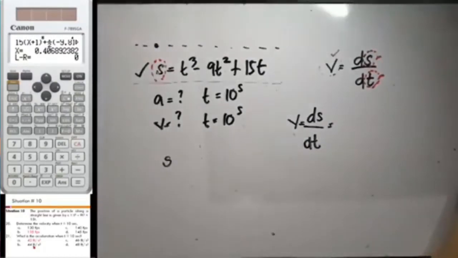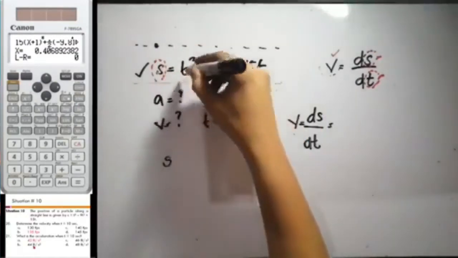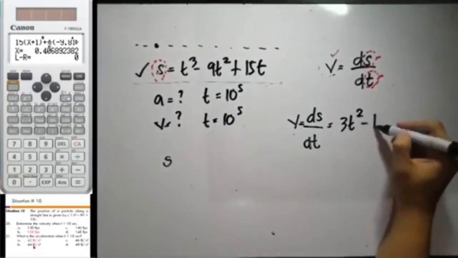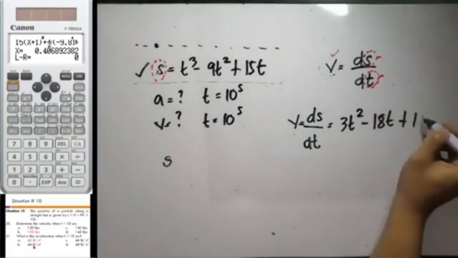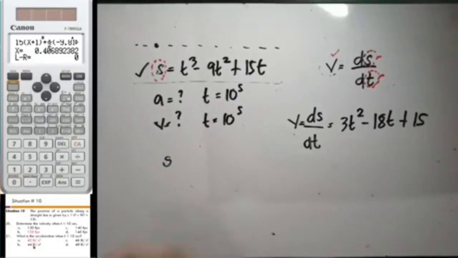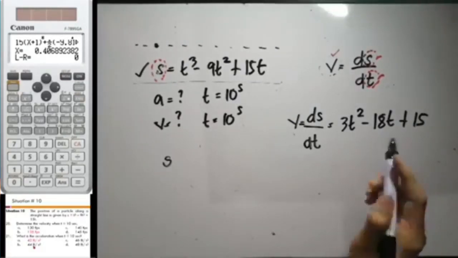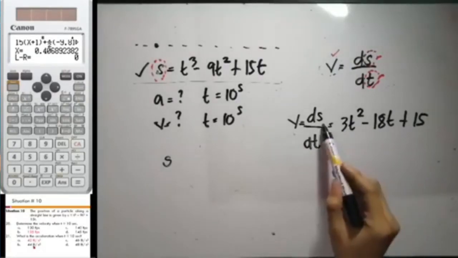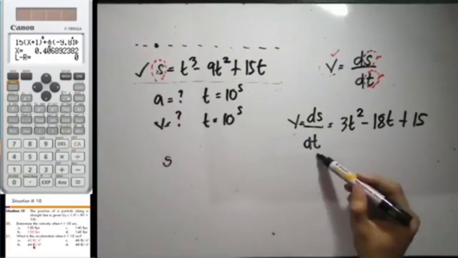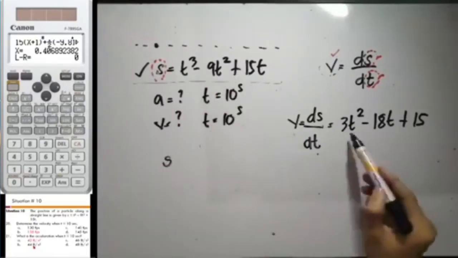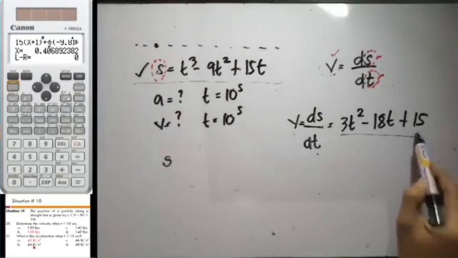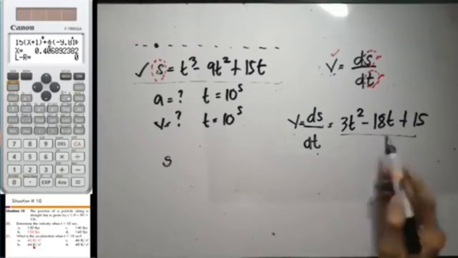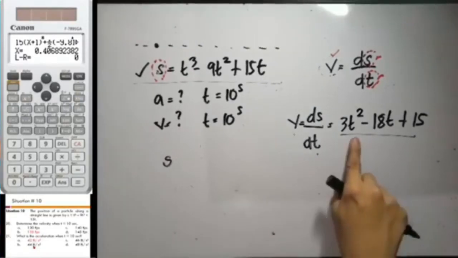Okay? So, differentiate natin to with respect to time. So, magiging 3t squared minus 18t plus 15. Okay? This is your equation, and this is your velocity equation. Okay? Derivative ng s with respect to time. Kaya ako differentiate para makuha ko to. Okay? Anong meron sa equation na to? Then this is your velocity at any time t. Ang gagawin mo, substitute mo na lang yung 10 doon sa t.